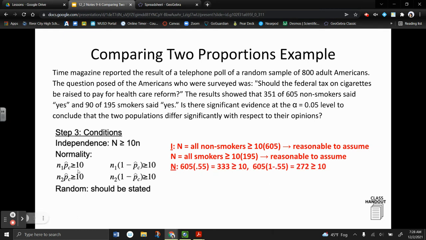For the normal condition, we need to check for both samples, and the P hat that we're using is our combined proportion, which is the 0.55. So 605 times 0.55, that's 333, that's greater than or equal to 10, and then we check our other group. So then we do 195 times 0.55 and 195 times 1 minus 0.55. In both cases, all are greater than or equal to 10, so the normal condition is met. We know that they're approximately normal. Random is stated. It says, random sample of 800 adult Americans.